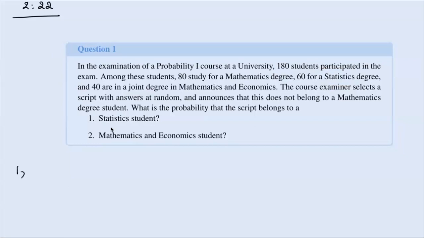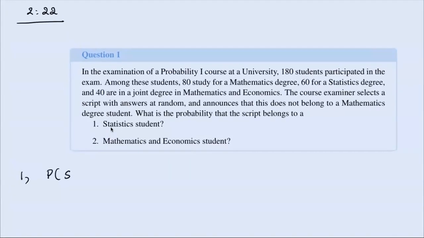Part 1, they are asking us what is the probability that the script belongs to a statistics student. One common mistake that students might make is they try to calculate the probability that a student is in statistics. But this is not entirely correct because we do know some information about the script. We know that the script does not belong to a math student.